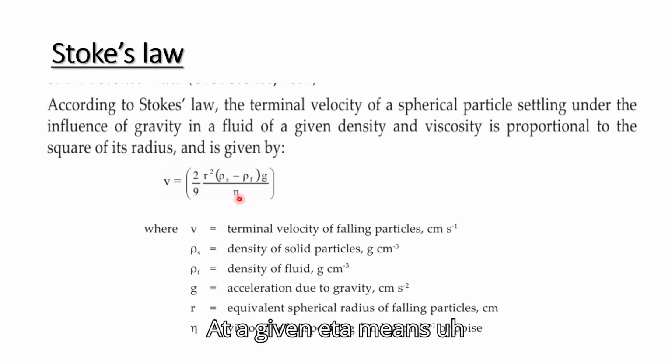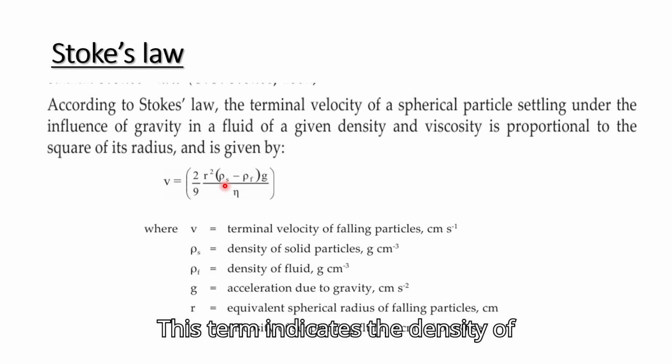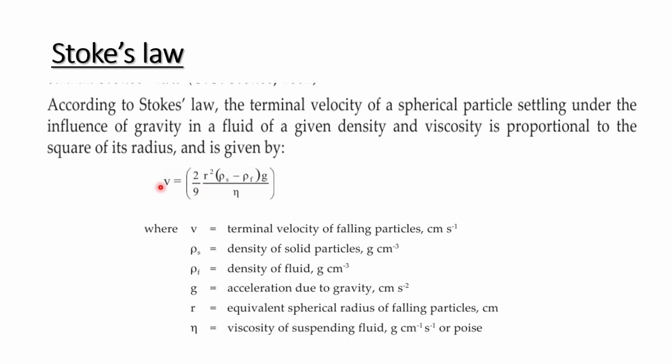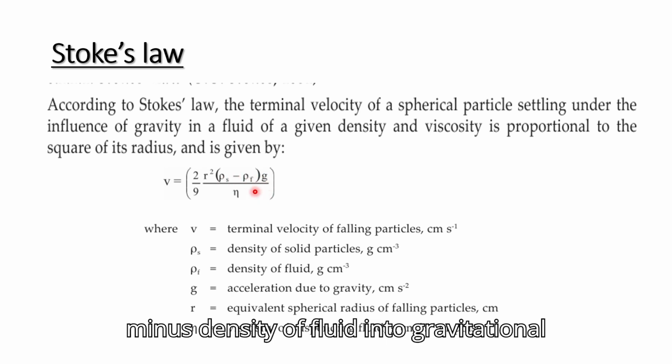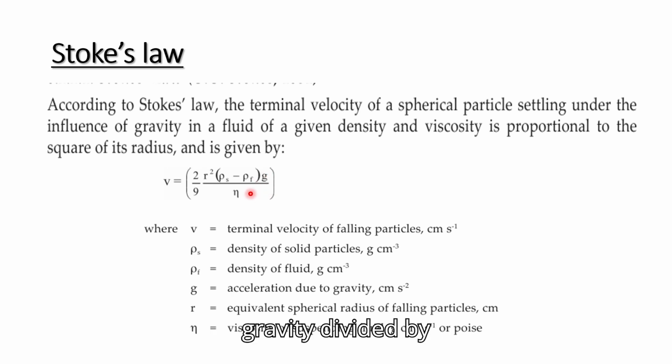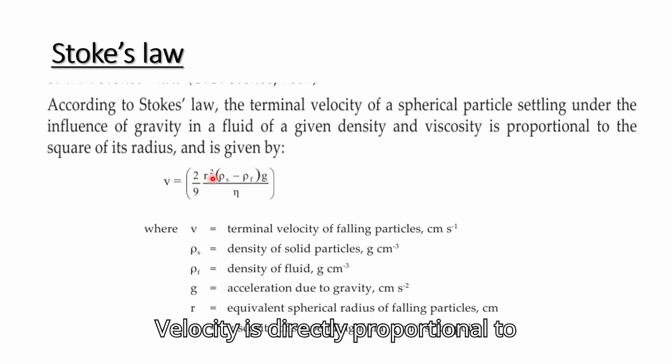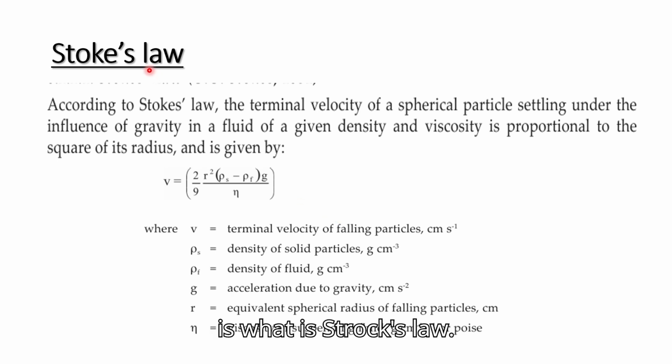At a given eta, meaning the viscosity. This term indicates the density of soil particles, and this term indicates the density of fluid. So V is equal to 2 by 9 R square, density of solid particle minus density of fluid, into g, the acceleration due to gravity, divided by the viscosity of the suspending fluid. So V is directly proportional to R square. Velocity is directly proportional to the square of the radius of the particle. So this is Stokes' law.